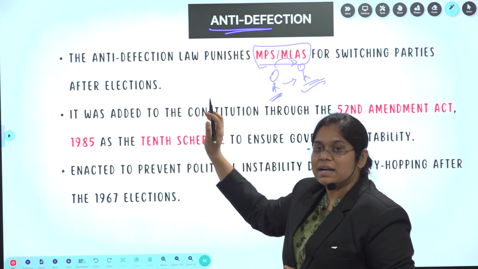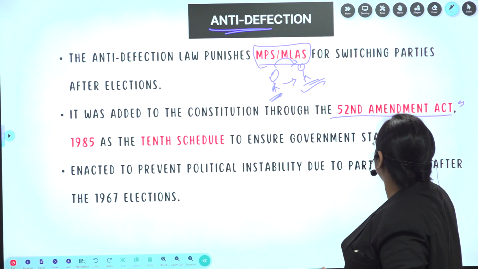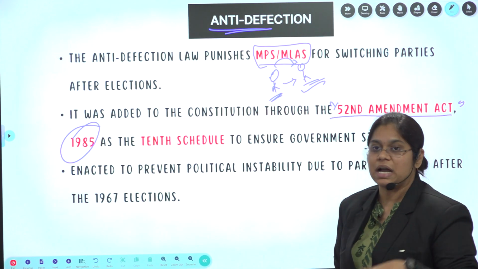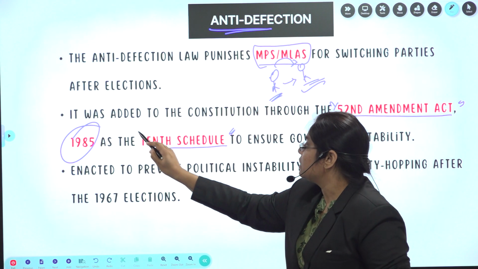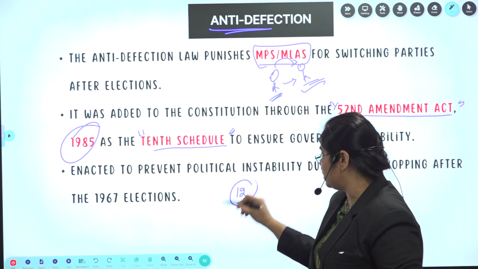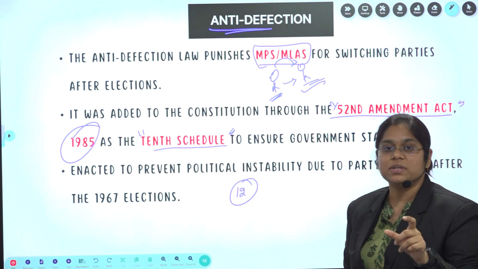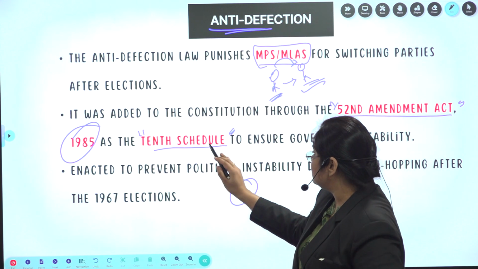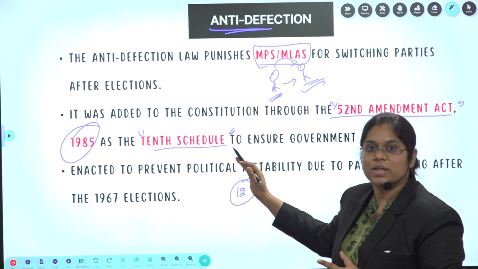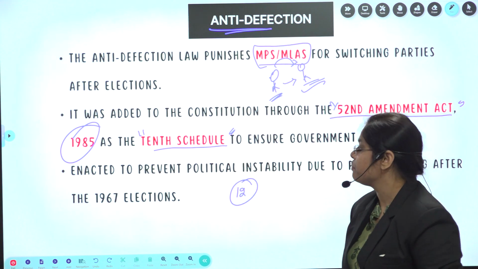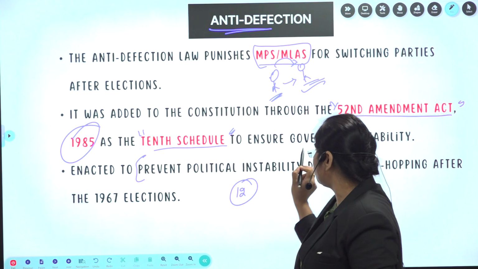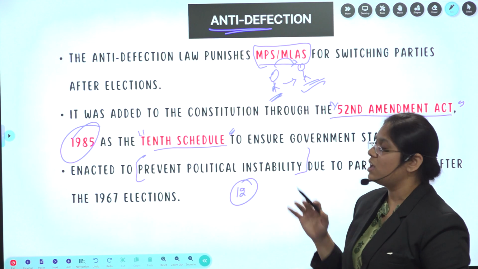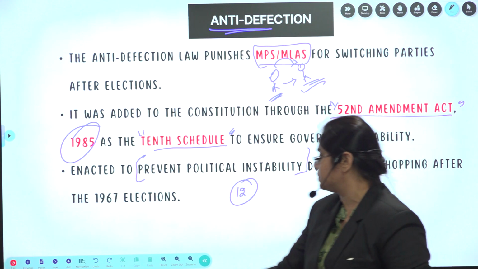Now, this was added through the 52nd Amendment Act in the year 1985 as part of the 10th Schedule. There are 12 Schedules, and you have to remember those 12 Schedules, which is important for the exam. This 10th Schedule deals with anti-defection. It was enacted to prevent political instability. For political stability, this law has been made.